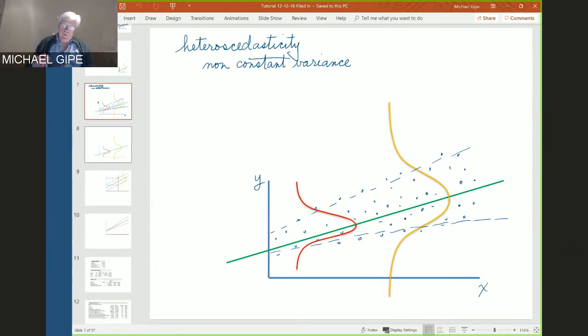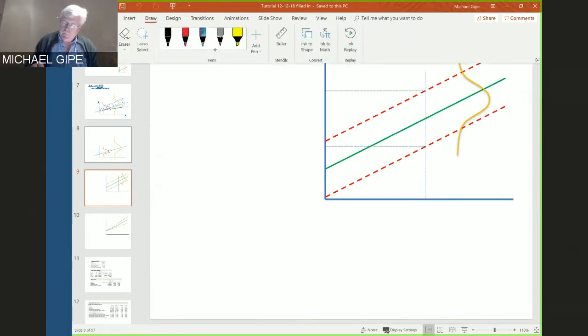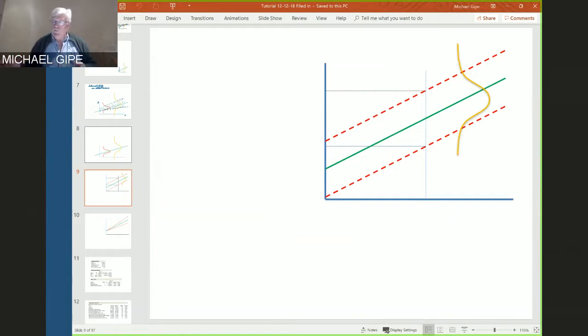And why is that so important? Well, one of the first reasons why it's so important is if we want to use this model for doing predictions. And if we want to use the model for doing predictions, we do, ooh, where's my pen?